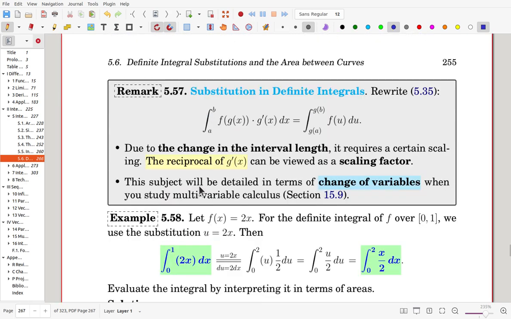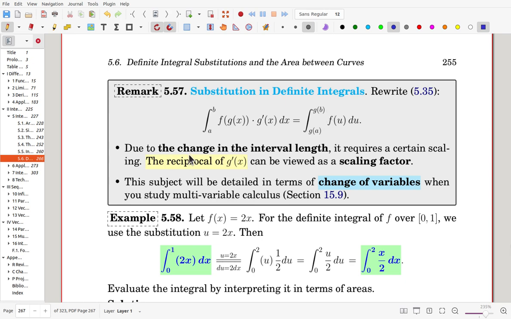Here, we consider this one in terms of change of variable. The substitution is made with u equal g of x, and you can get this one. Now, the lower and upper bounds are duly changed, so the interval and the interval length will be changed.